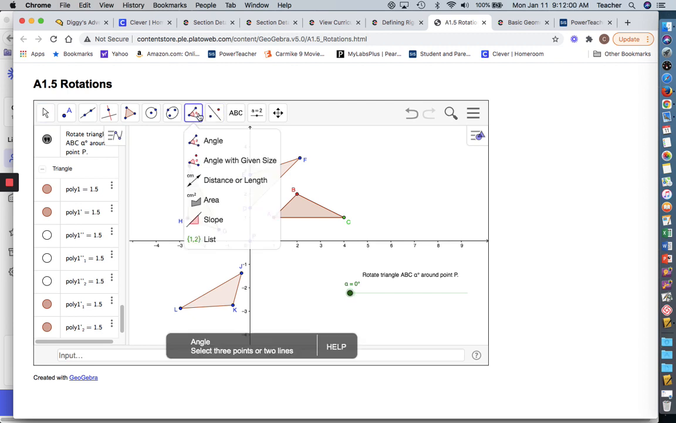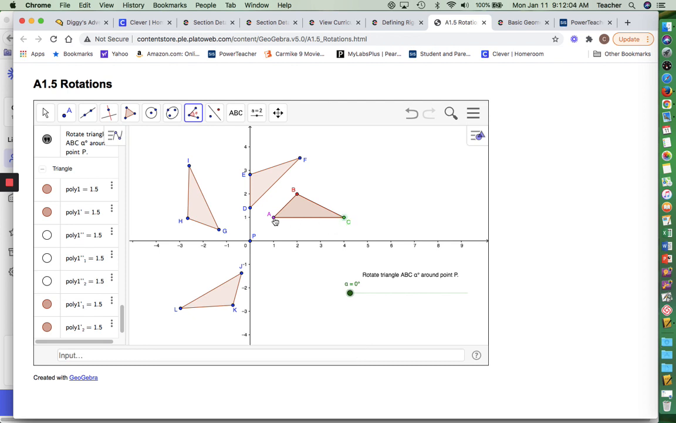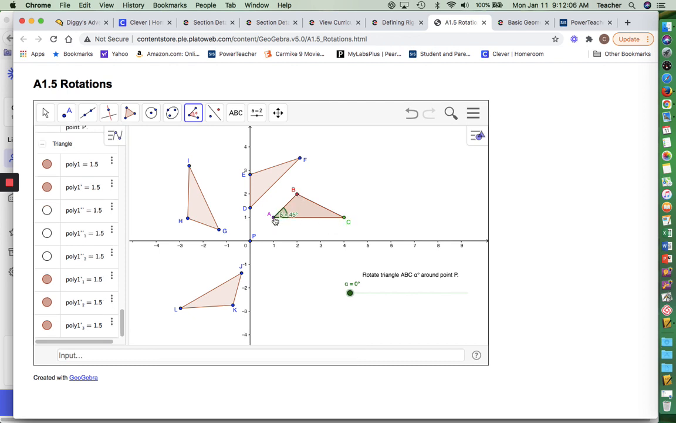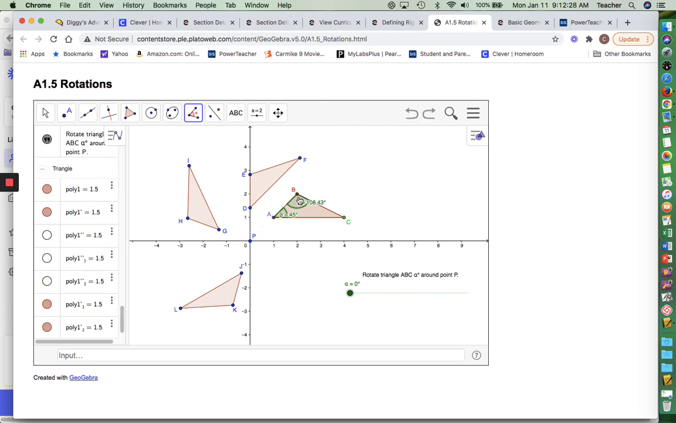Oh, I didn't have my triangle on top of itself. That's what it was. C, A, B. There we go. 45. A, B, C, and B, C, A. Something didn't click. B, C, A. Undo. All right, B, C, A.